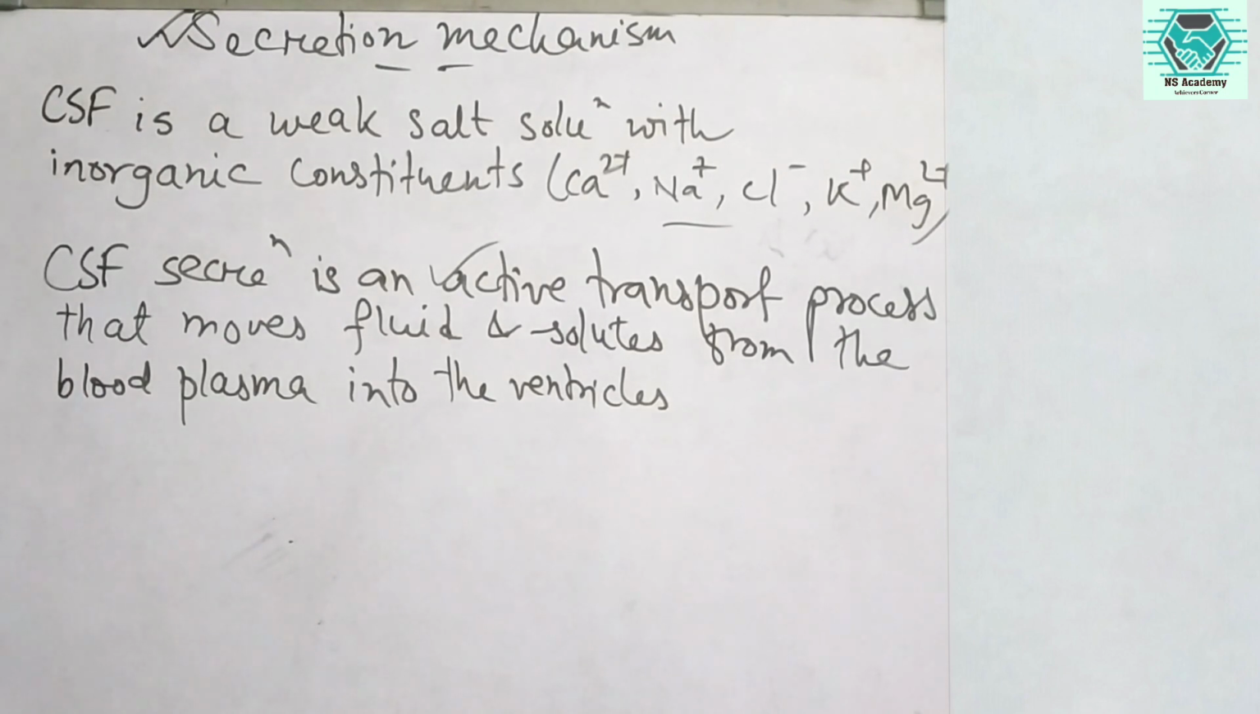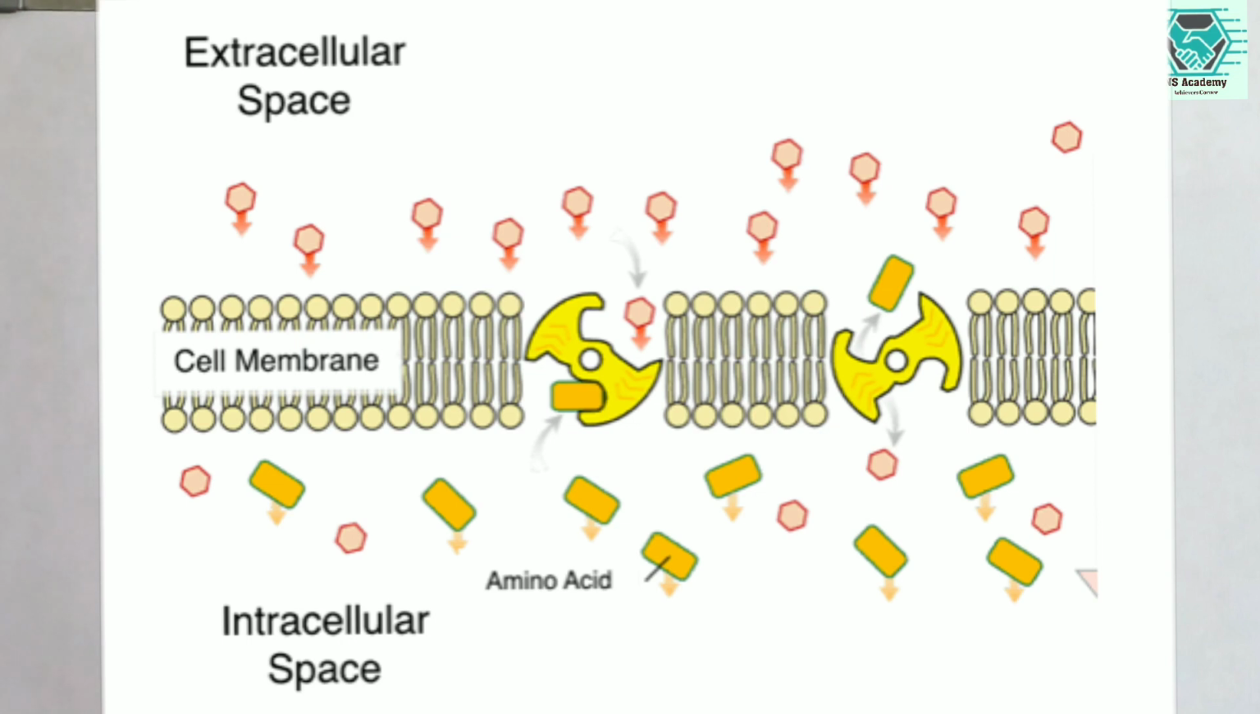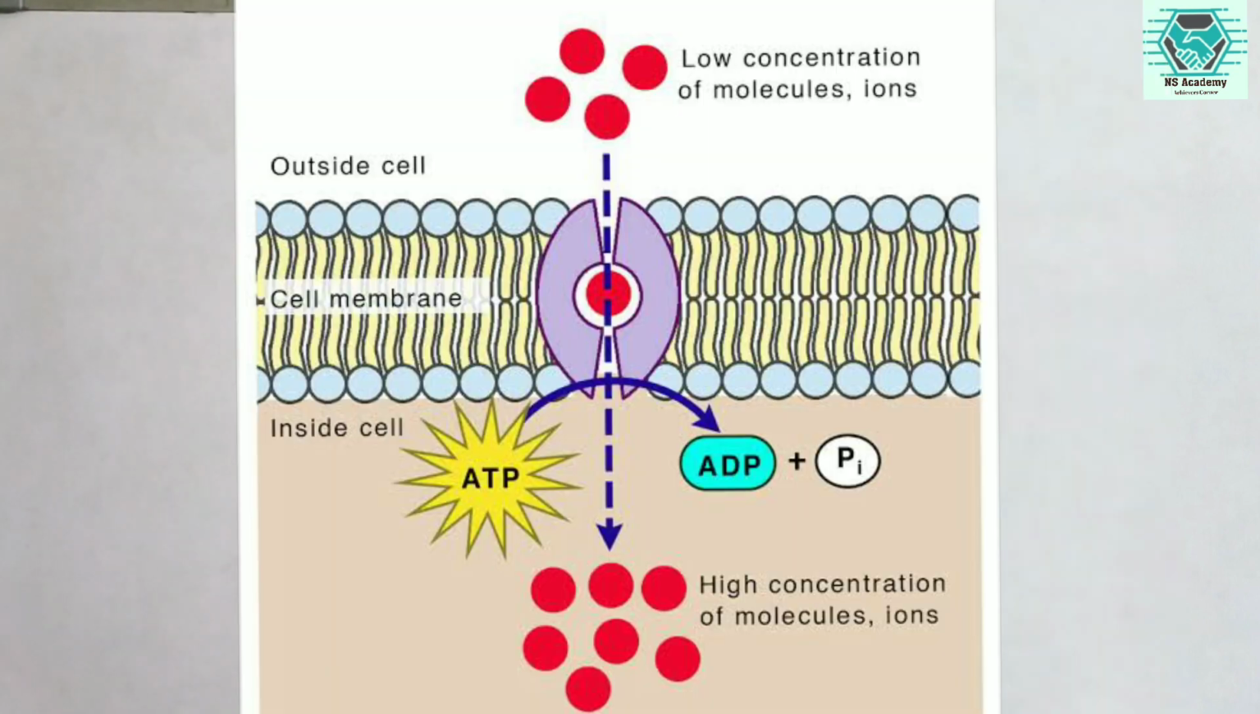In the next slide you can see the process of active transport and how it occurs through the cell membrane. In the diagram you can see the lipid bilayer, with integral proteins in between, and how the transport occurs with the help of ATP. This same process helps in the secretion of the CSF, that is cerebrospinal fluid. So this is the basic mechanism of how the CSF is secreted.